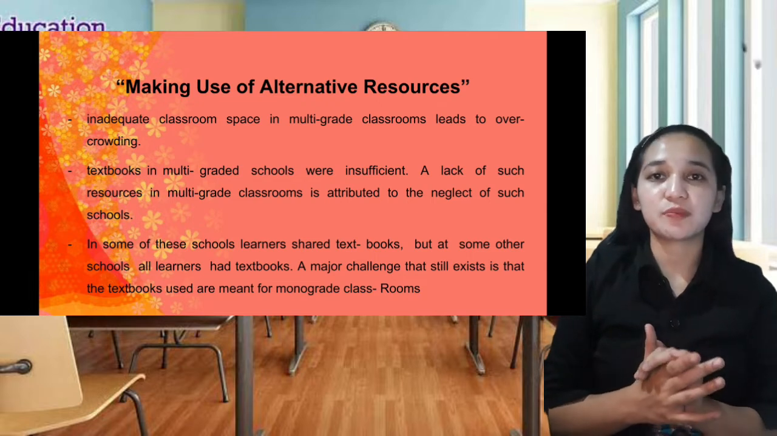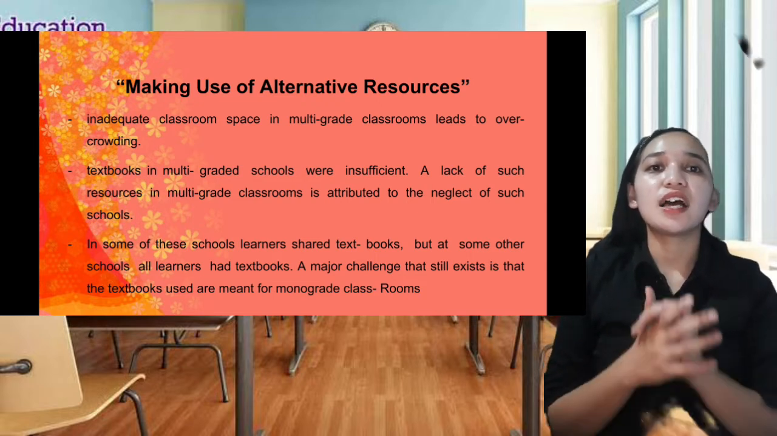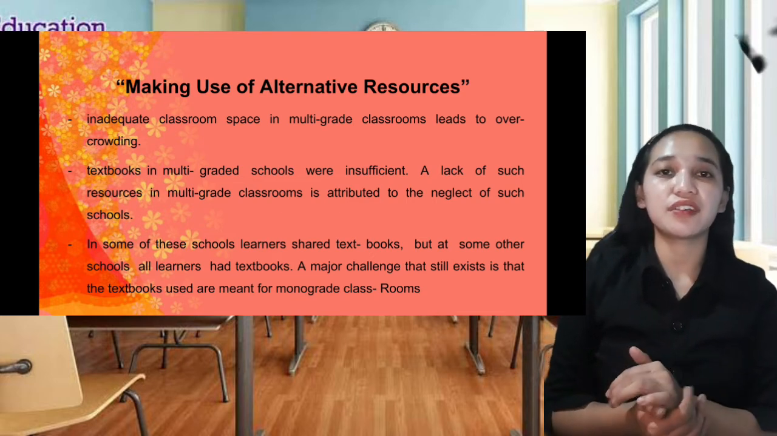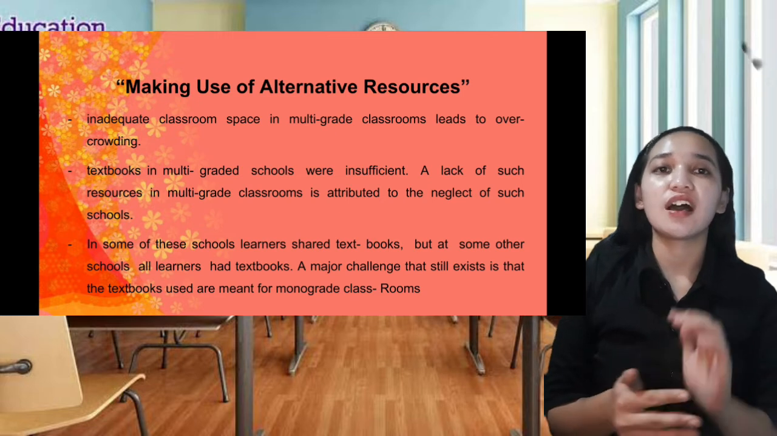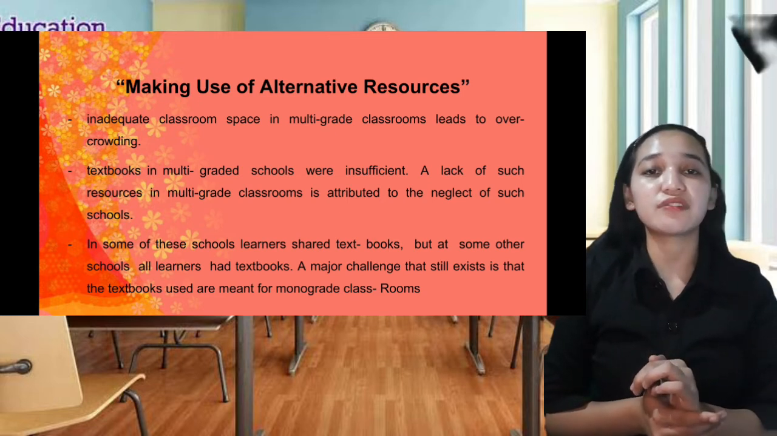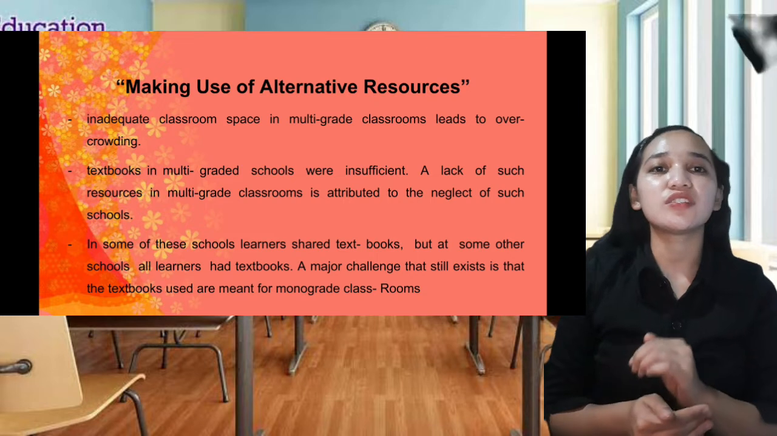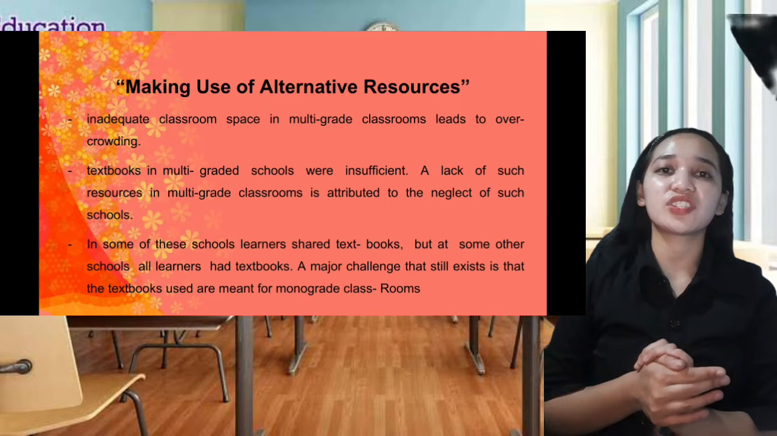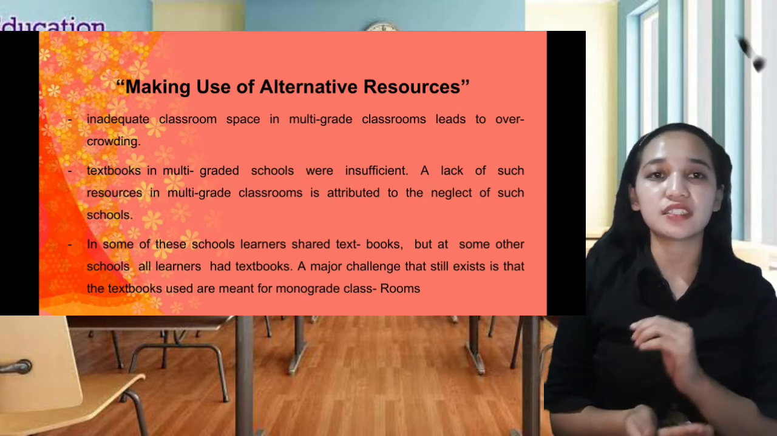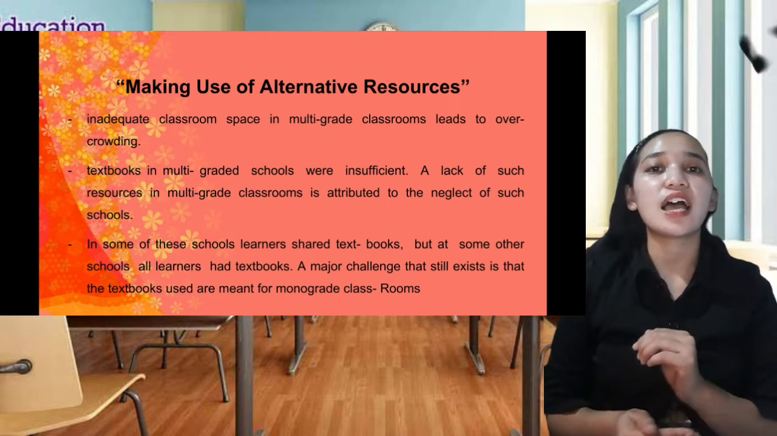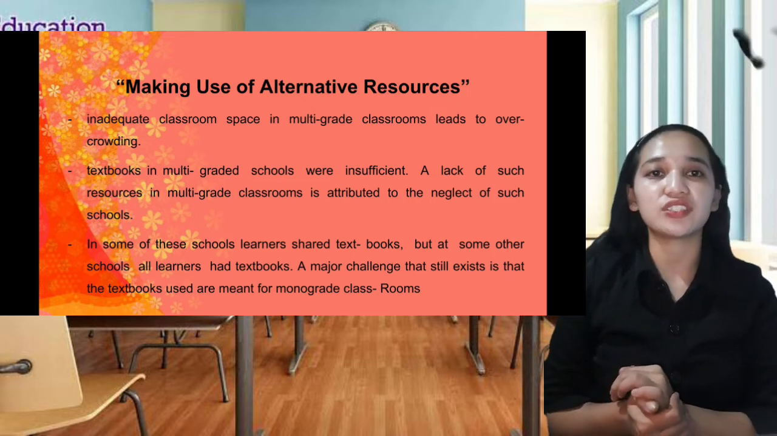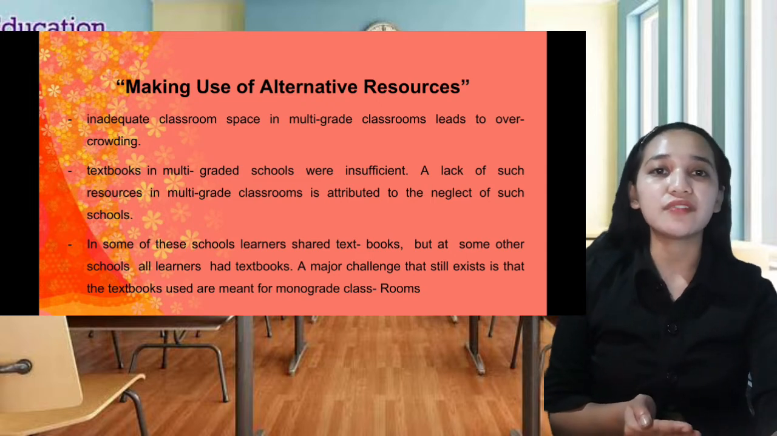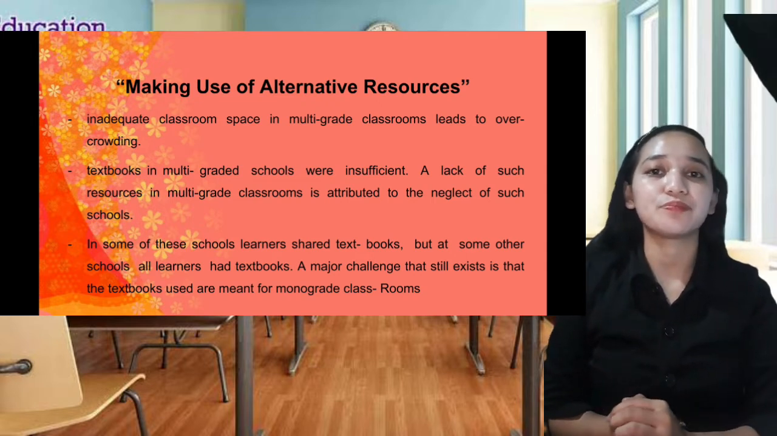Inadequate classroom space in multi-grade classrooms leads to overcrowding. Textbooks in multi-grade classrooms were insufficient. A lack of such resources in multi-grade classrooms is attributed to the neglect of such schools. In some of these schools, learners shared textbooks, but at some other schools, all learners had textbooks. A major challenge that still exists is that the textbooks used are meant for monograde classrooms.